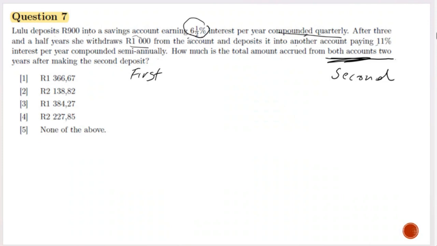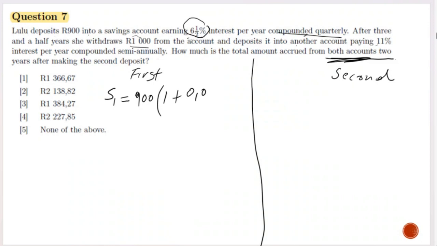Okay, so now let us look at this one and ask, what is the accumulated amount on this first account? So the accumulated amount, which will be your S1, is going to be equal to your present value, which is 900. This is a compound interest formula: 1 plus 0.065.